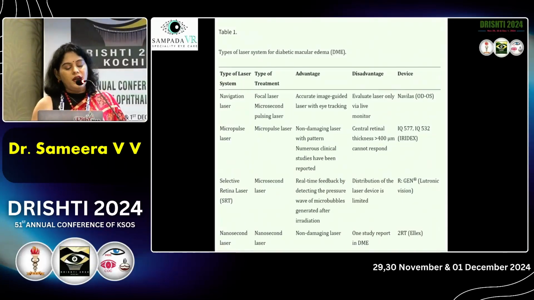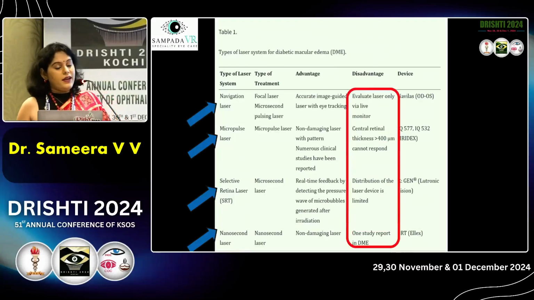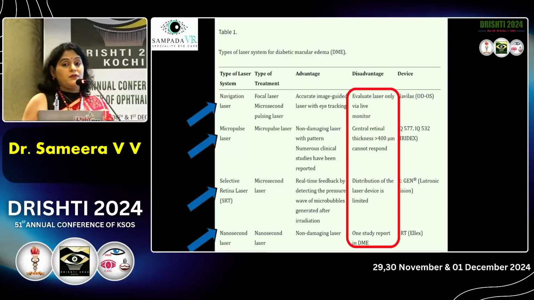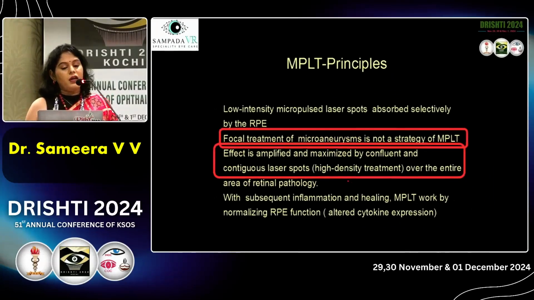So this is a chart. We can see that there are different types of laser and the disadvantages associated with them. In the navigated laser, you can see it evaluates the laser only via live monitor. The disadvantage of micropulse laser is that whenever there is a central thickness of more than 400 microns, you cannot treat diabetic macular edema with a micropulse laser. For the rest of the laser devices, availability is limited, so they are yet to come. And for the modified ETDRS photocoagulation which we use right now, the disadvantage is that no treatment can be placed within 500 microns. So then came the micropulse laser.